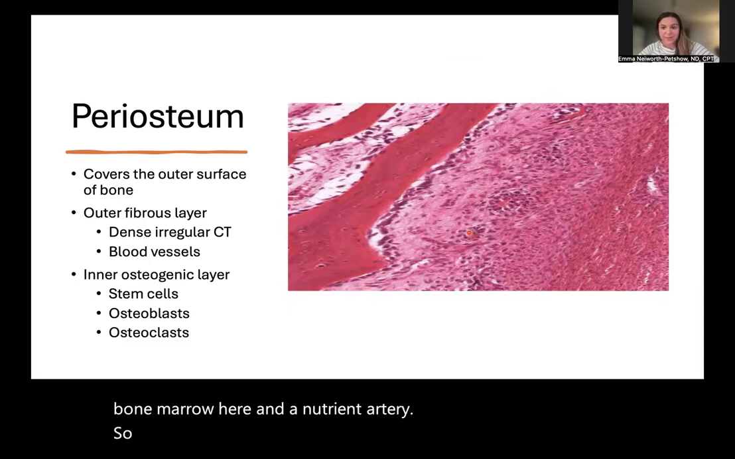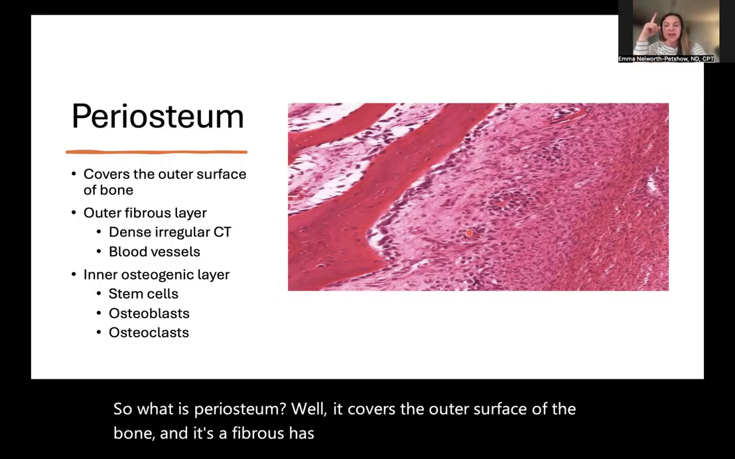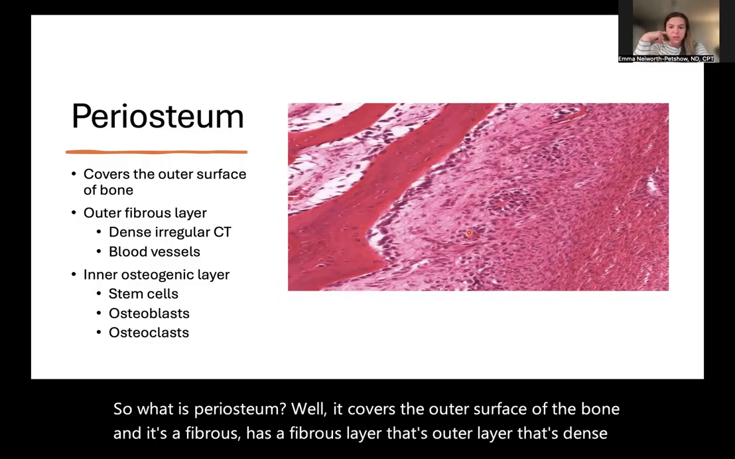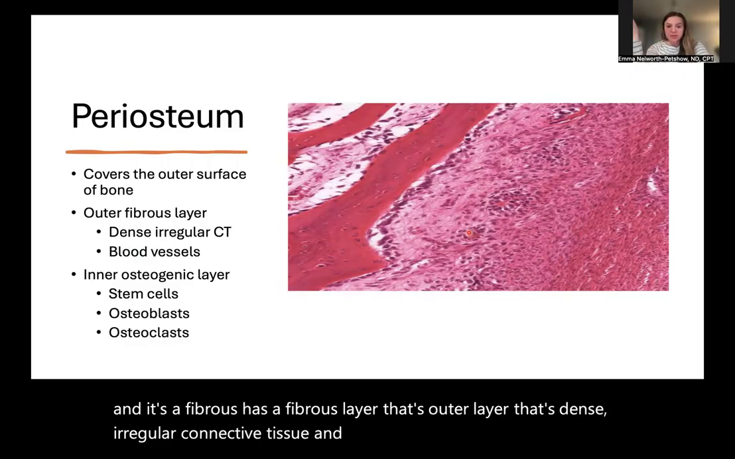So what is periosteum? Well, it covers the outer surface of the bone and it has a fibrous outer layer that's dense, irregular connective tissue. And it has lots and lots of blood vessels.